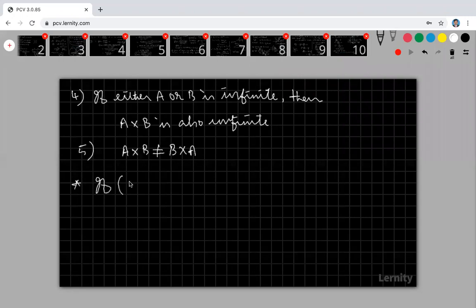Suppose (x plus 1, y minus 2) is equal to (3, 1), then find the values of x and y.